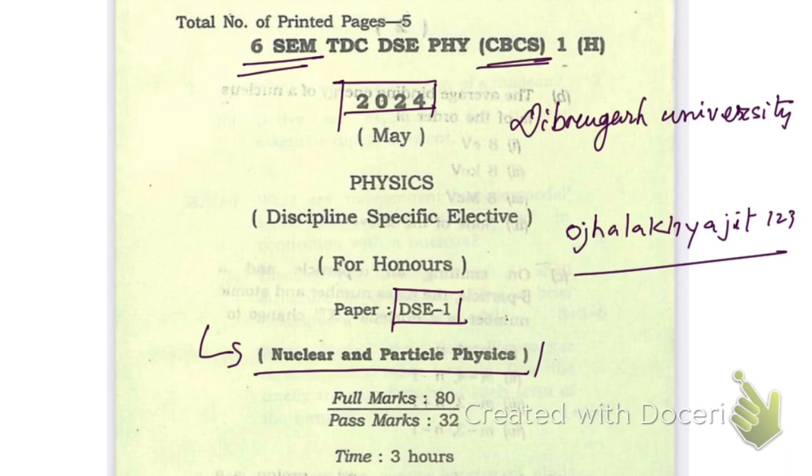So now let's start. Choose the correct option from the following. This is question number 1. The radii of two nuclei with mass numbers 1 and 8 are in the ratio of, so which one will be the correct option here? We know that the relation between the radius of a nucleus and its mass number is given by R = R0 A^(1/3). R0 is a constant here.